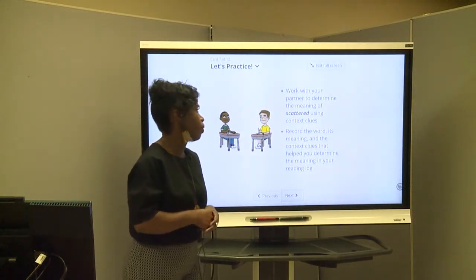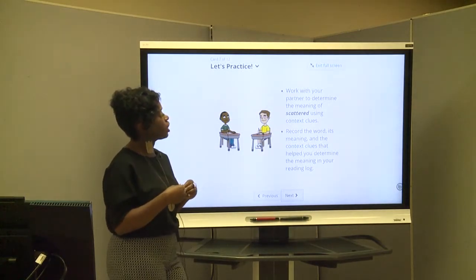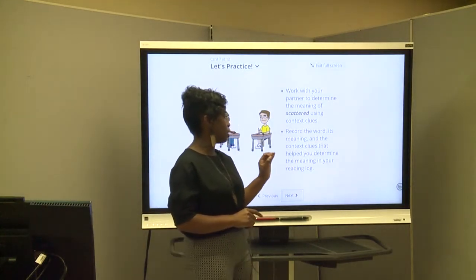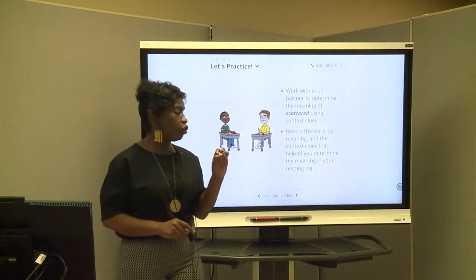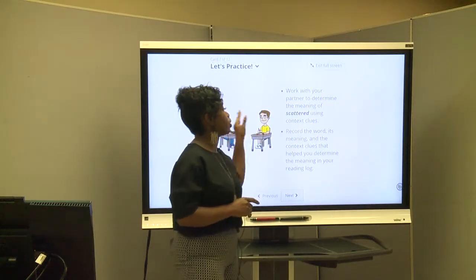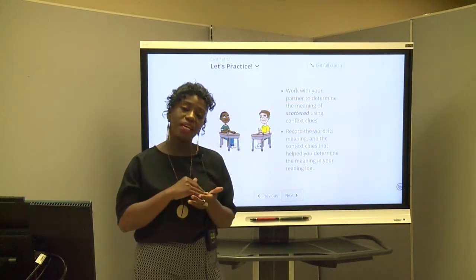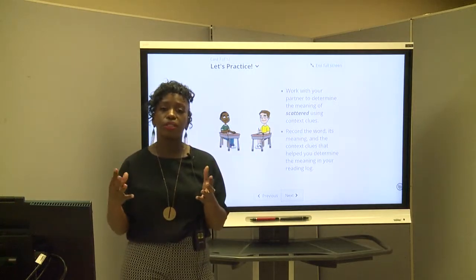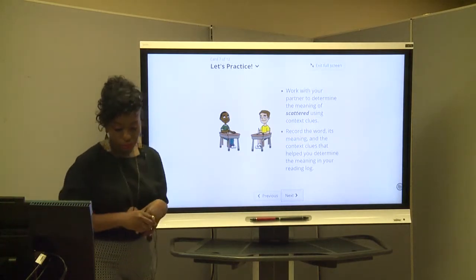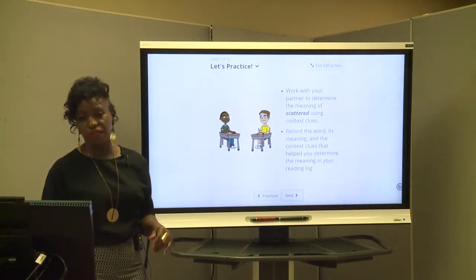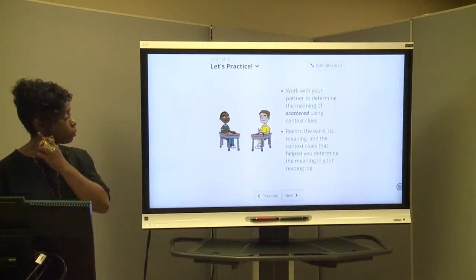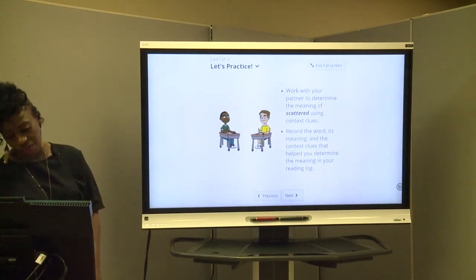So now you're going to work with your partner to determine the meaning of scattered using context clues. You're going to record the word, its meaning, and the context clues that help you determine the meaning in your reading log. So you can turn to a page in your reading log and write the word scattered. As you discuss with your partner while you're looking in the book, jot down some things around the word scattered that can help you come up with the meaning of it as it is used in this text. I'll give you about 5 minutes to work with your partner to write that down in your reading log. You can pause right here and work on that.